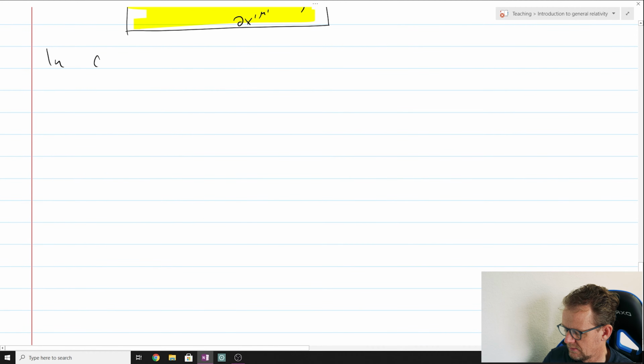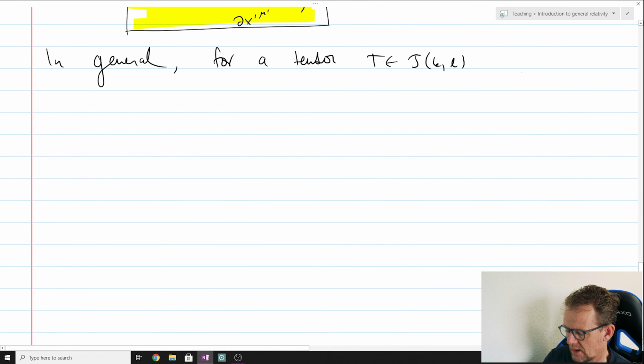So in general, for a tensor T of type (k, l), we can work out via an analogous argument how the components change when we change the coordinate basis. So I'm going to employ the following notation to refer to the components of this tensor.